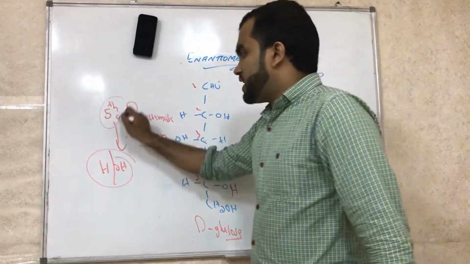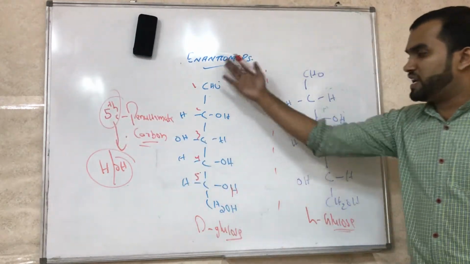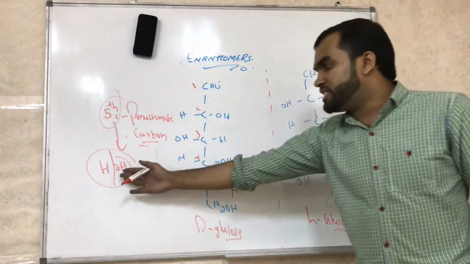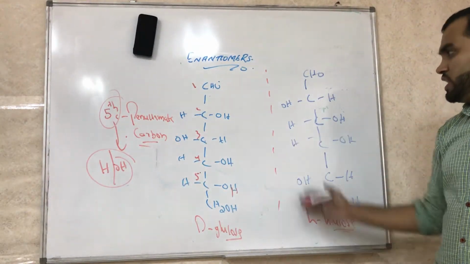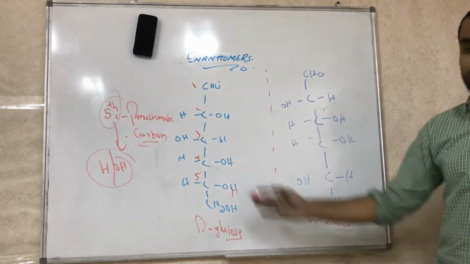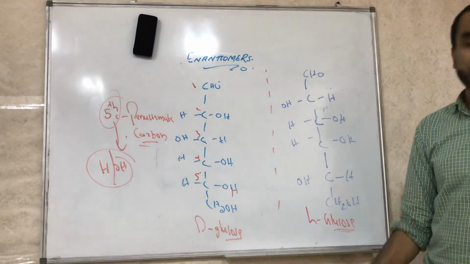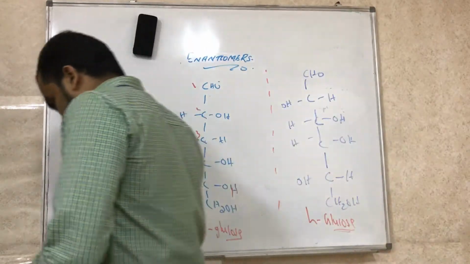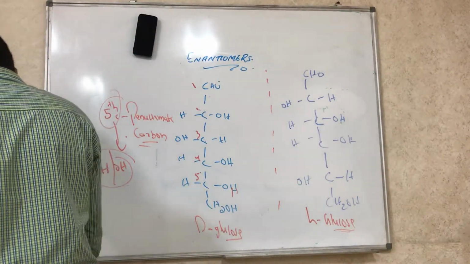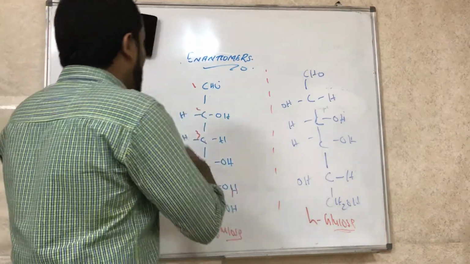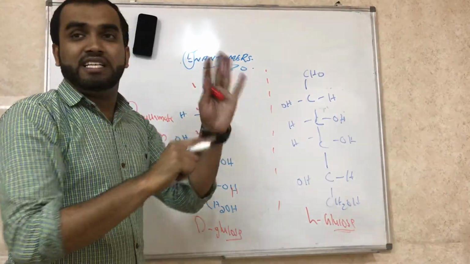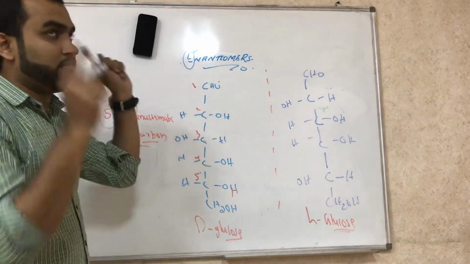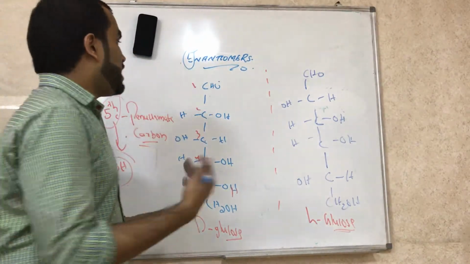So remember, for enantiomers the H and OH position changes at the fifth carbon, the penultimate carbon. In D-glucose OH is on one side, and the mirror image of D-glucose forms L-glucose. That is the best example of enantiomers. Remember which carbon? The fifth carbon. E is the fifth alphabet: A, B, C, D, E. Now we'll study the next one.